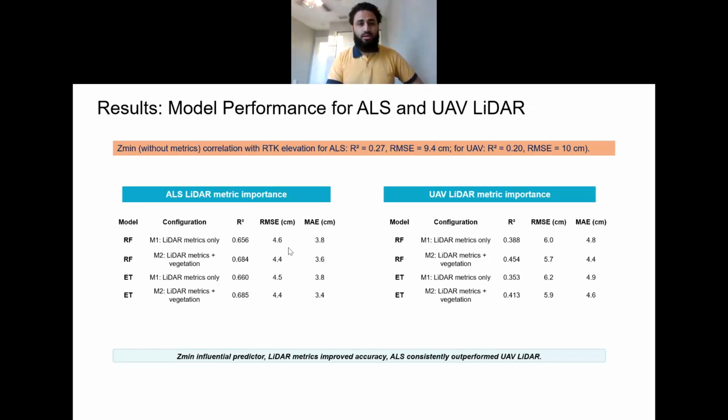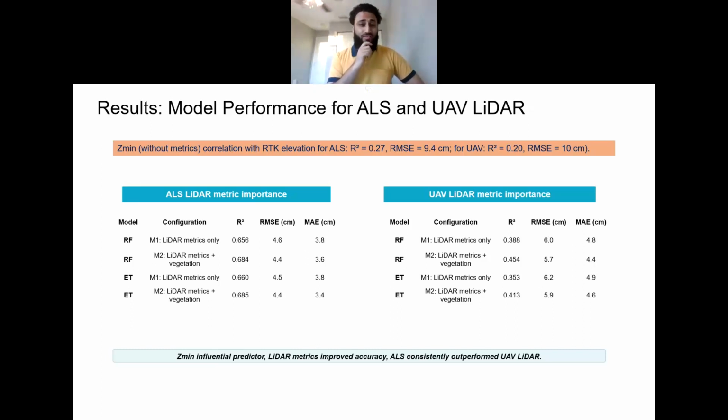And when we put these metrics in the model, sorry, RMSE was substantially reduced. So we have less error. Here we had, let's say, 10 centimeter or 9 centimeter error in the vertical domain, and we reduced it to 4, and UAV has 6.